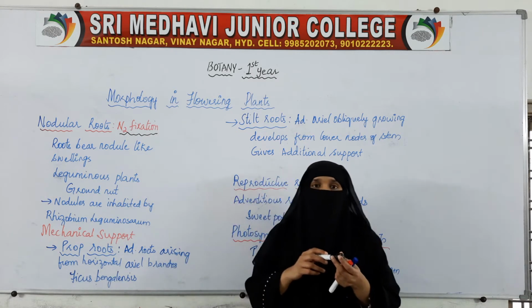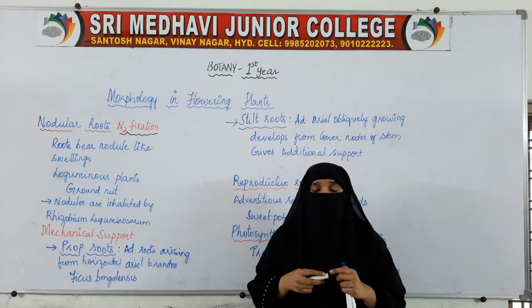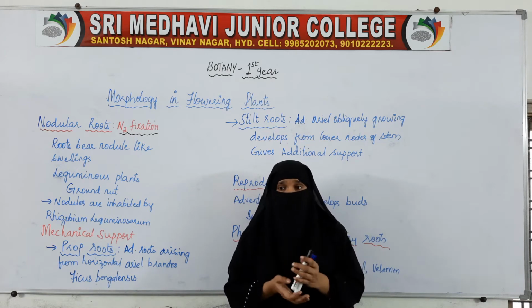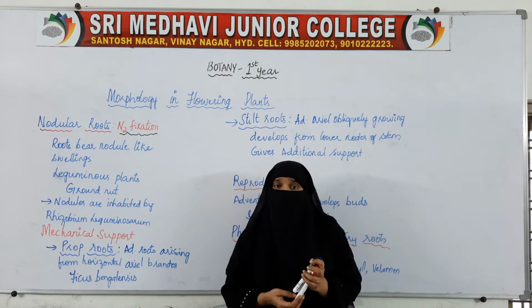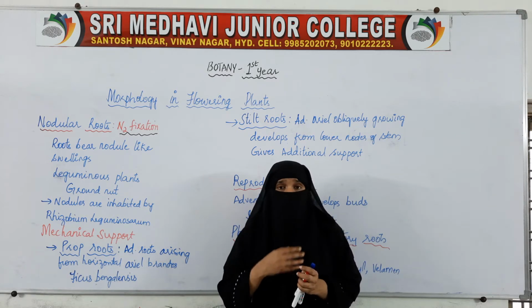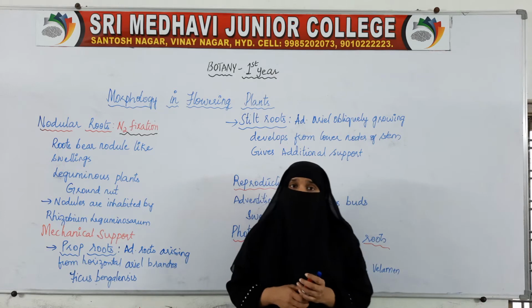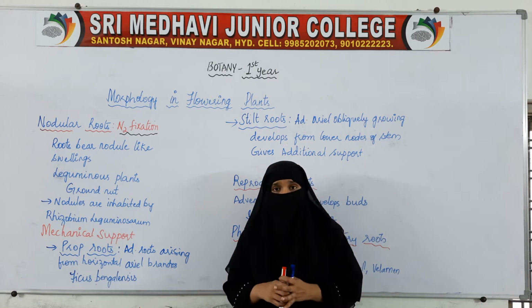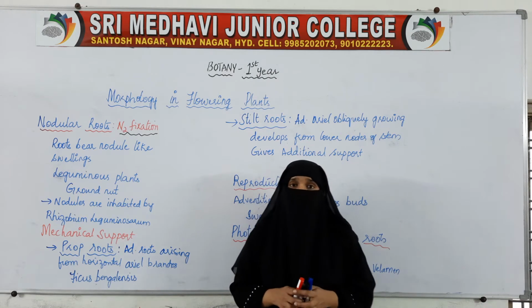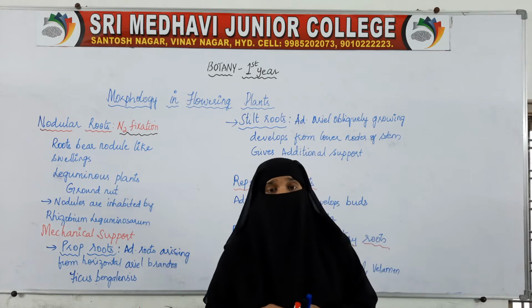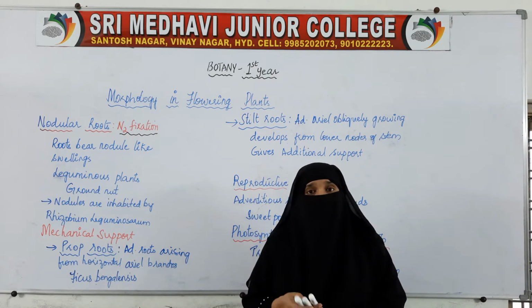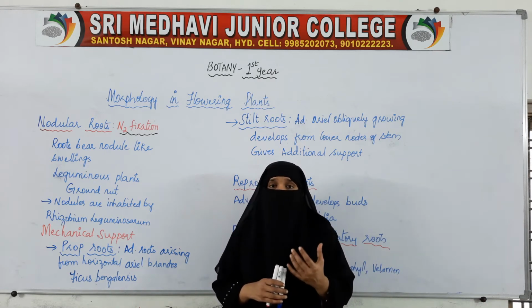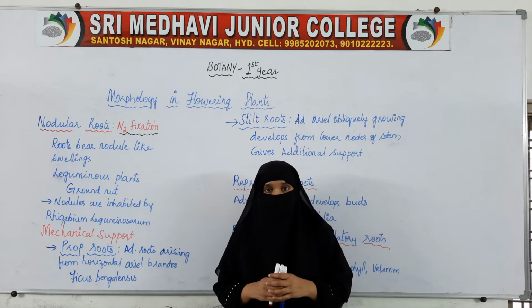There are plants which cannot take nitrogen directly from the atmosphere. The abundant gas present in the atmosphere is nitrogen, but plants cannot take that elemental form of nitrogen. That elemental form of nitrogen needs to be converted into other forms so that plants can utilize that nitrogen.